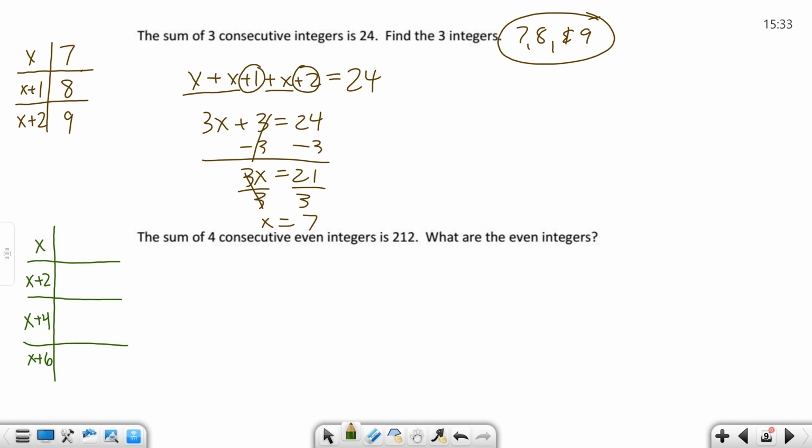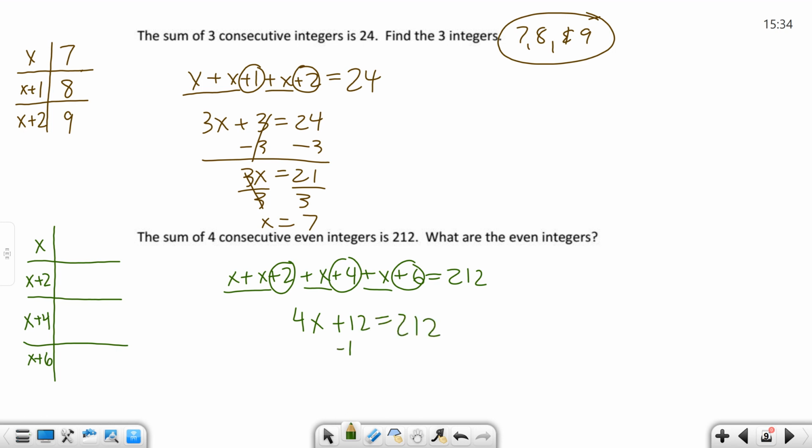Okay? So here it says the sum of them is 212. So we're going to say x plus x plus 2, and again, I could be using parentheses here, but they're not necessary on this one, plus x plus 4, plus x plus 6 equals 212, the sum of those 4. So then we're going to put these together. These 2 x's and that x is 4 x's. Then plus 2 and plus 4 is 6, plus 6 more is plus 12.